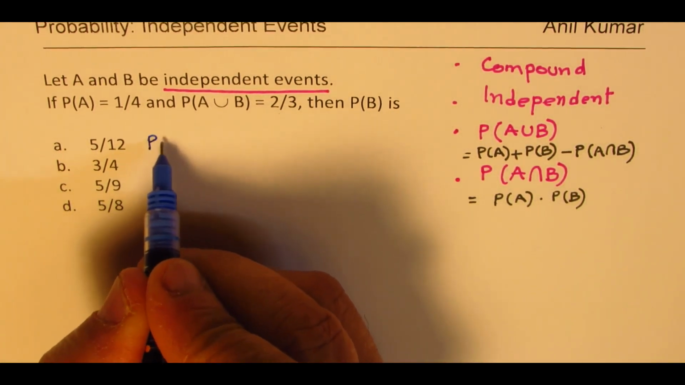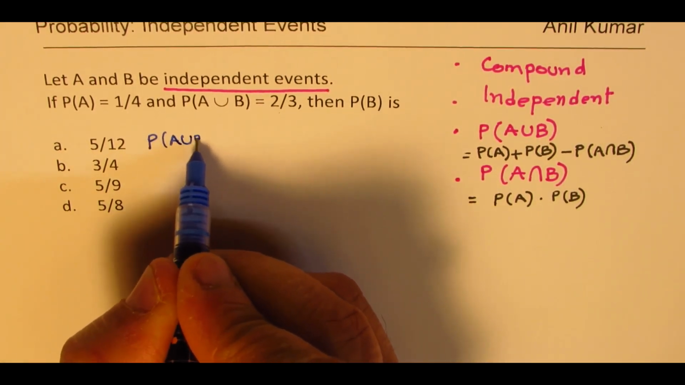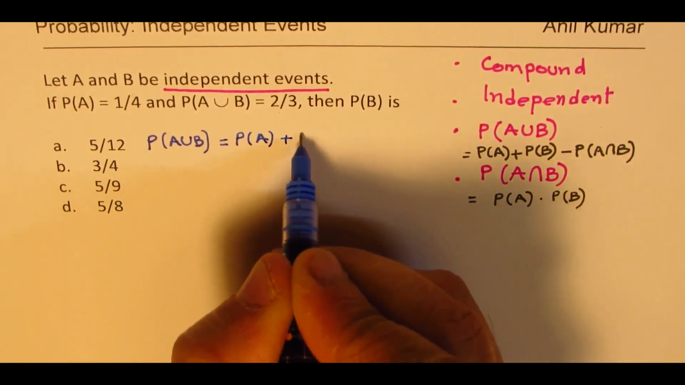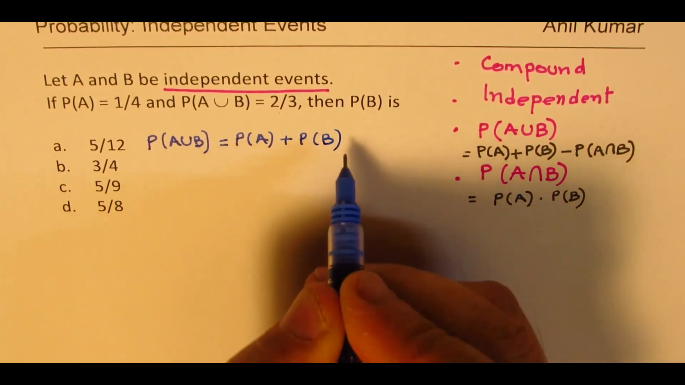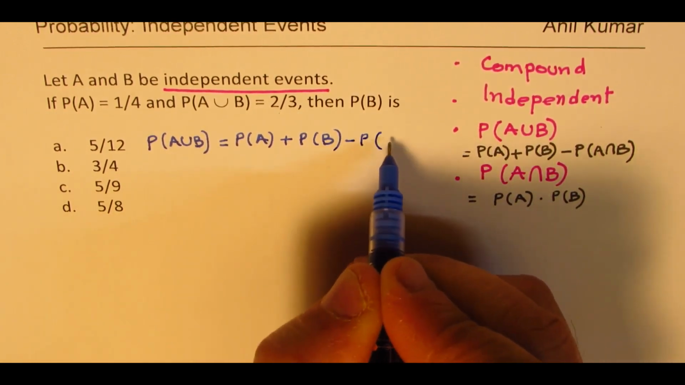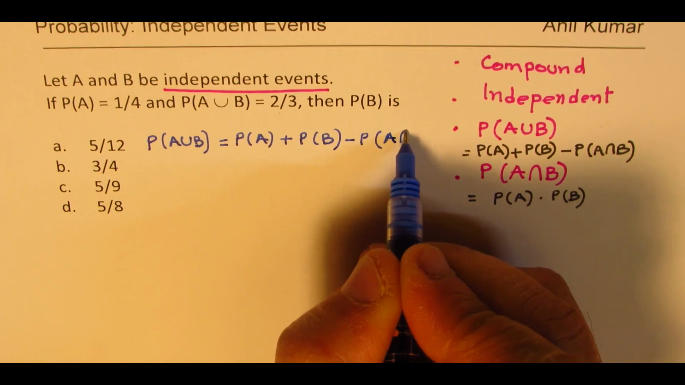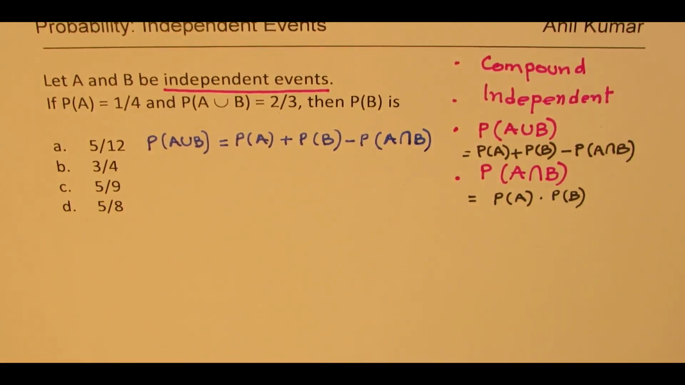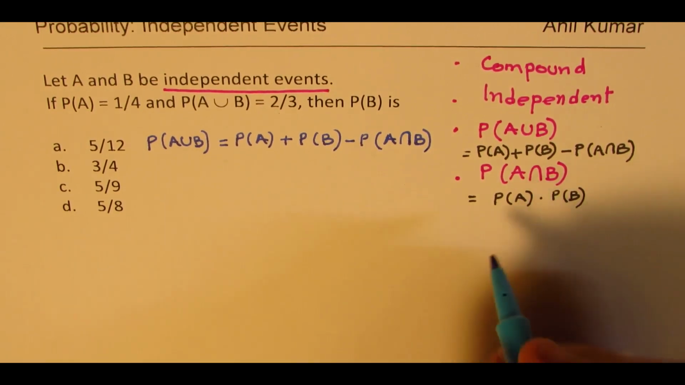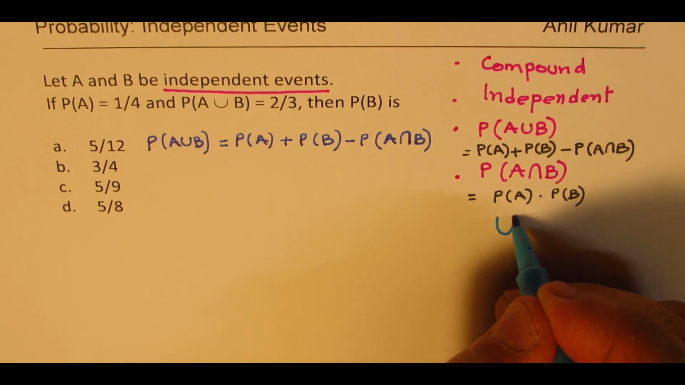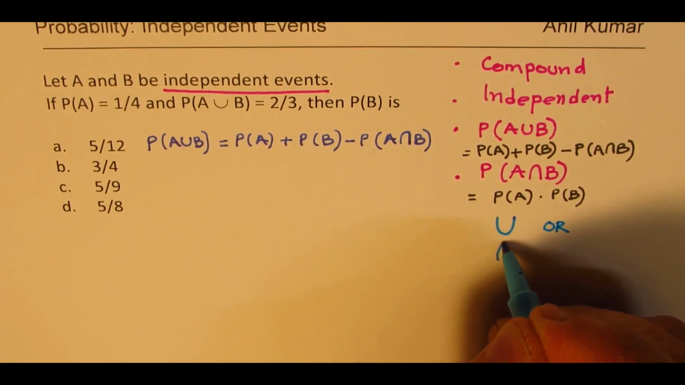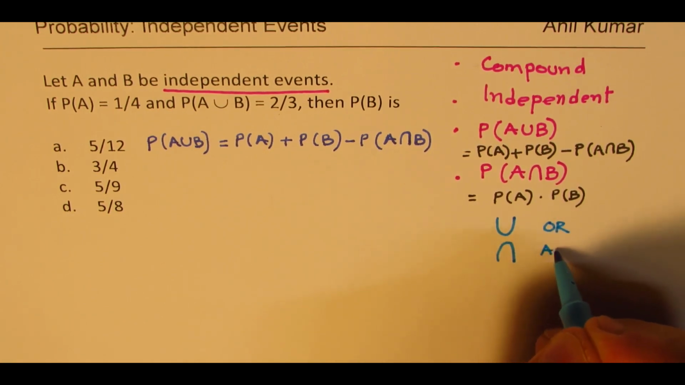So we are saying the probability of A union B is equal to probability of A plus probability of B, take away probability of their intersection, right? So A and B, right? Okay. Now I'll be using this symbol a lot. Let's try to understand the symbol. This means what? This means or, right? And this means what? This means and.